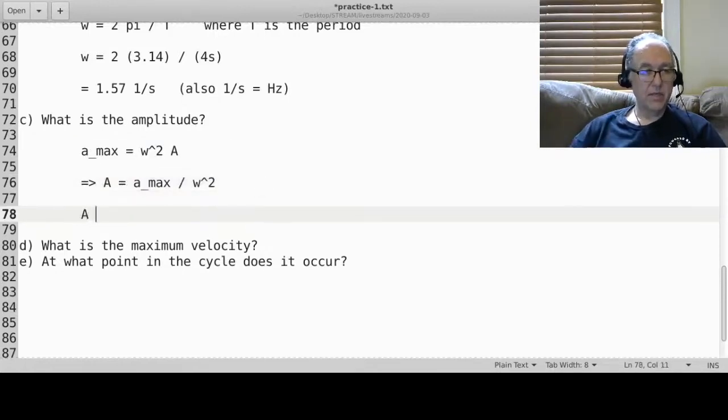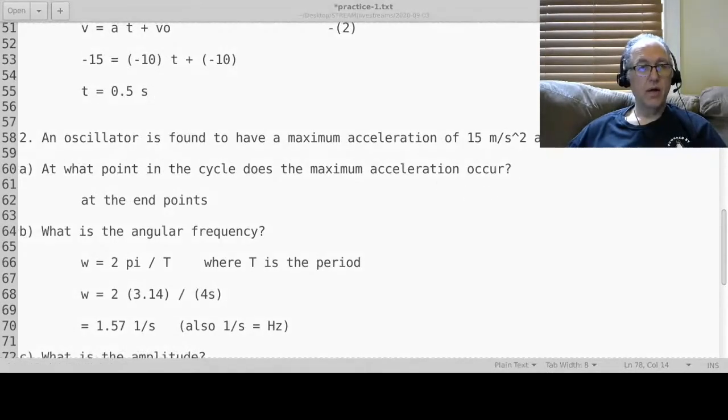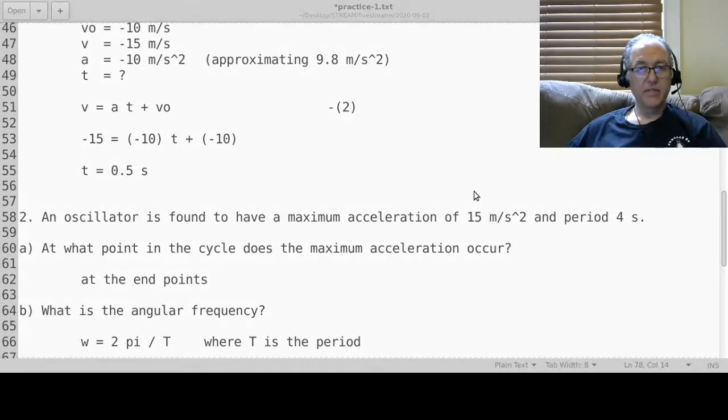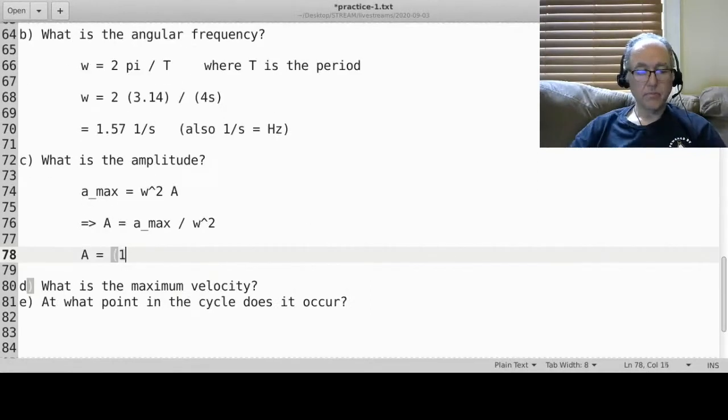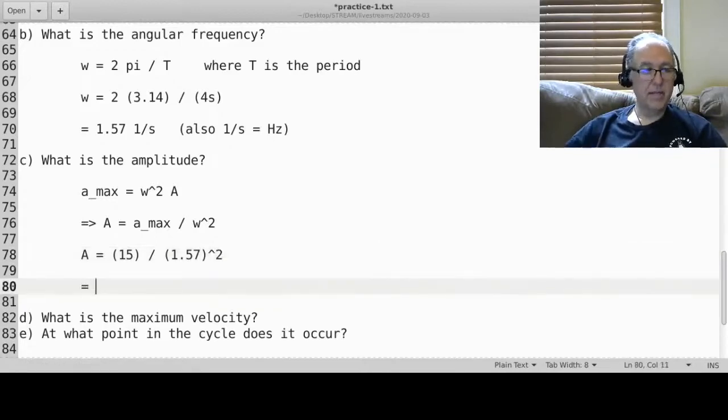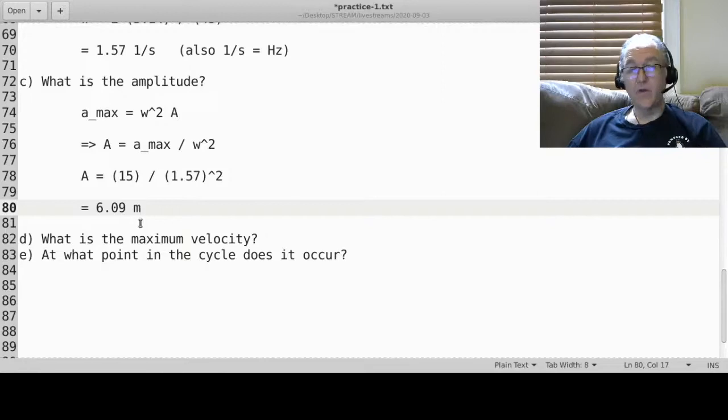Now I can just substitute in the numbers. A is equal to, do I know A max? Well, yeah, because I told you. Let me scroll down a little bit more. I told you it's 15 meters per second squared. And do we know omega squared? Well, we have omega, right? 1.57, and square it. And that gives me an amplitude of that.